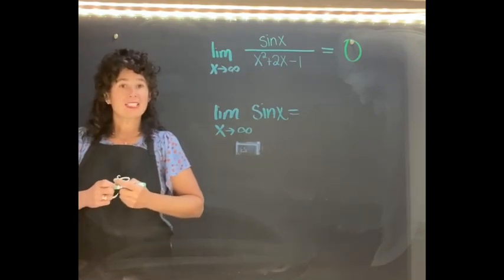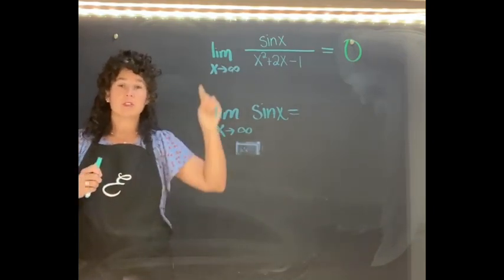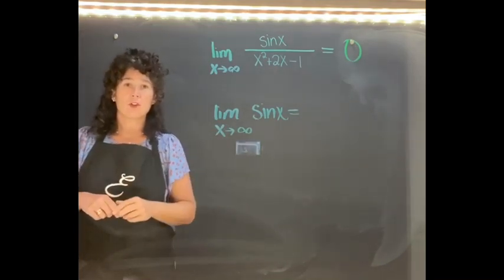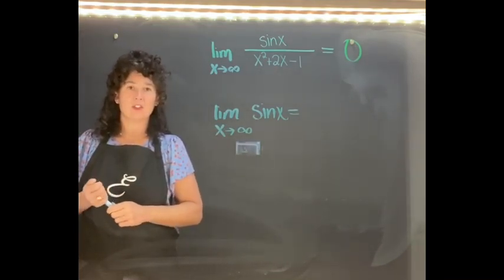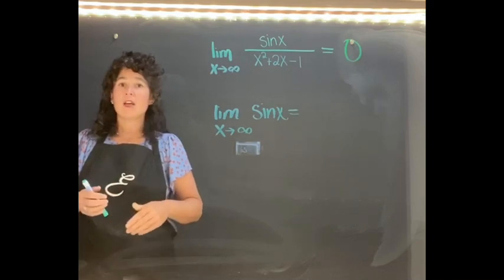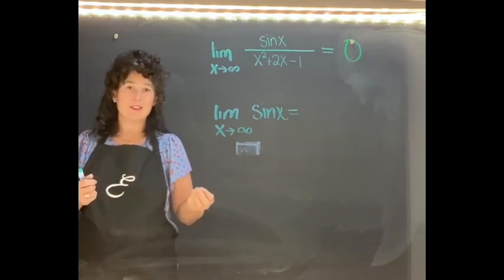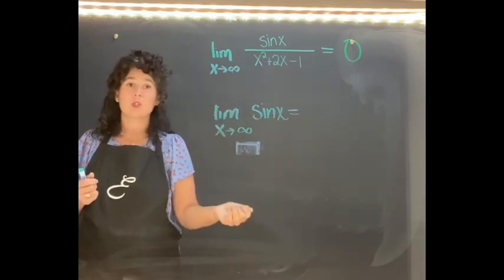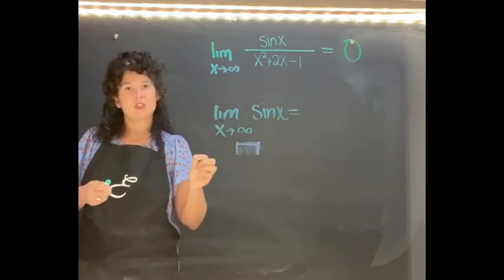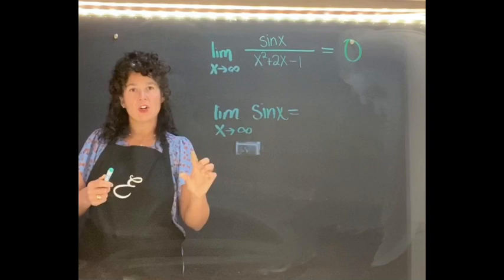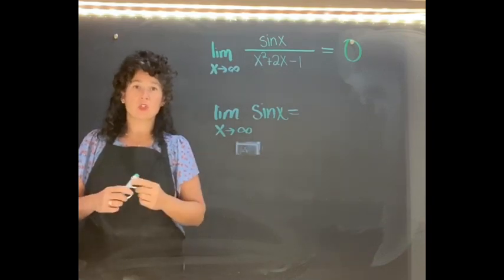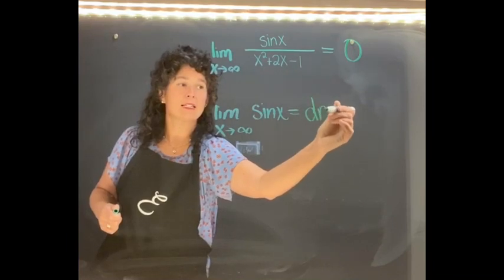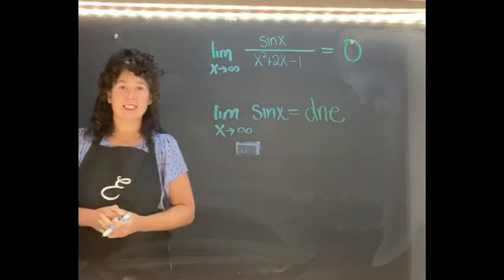Now the function sine of x, it just bounces back and forth from 1 to -1. As we go further and further to the right, as x goes to infinity, we never draw near a specific number. We just continue going back and forth between 1 and -1. So since our overall answers are never getting closer and closer to a single value, well then the answer to this limit is does not exist.